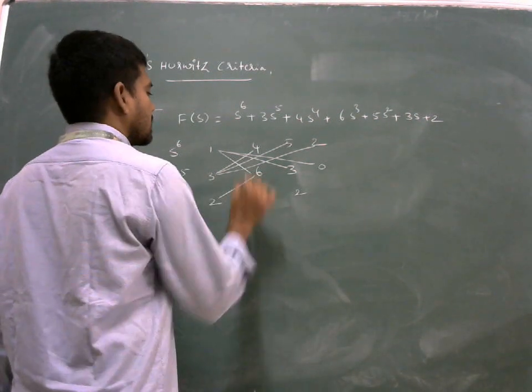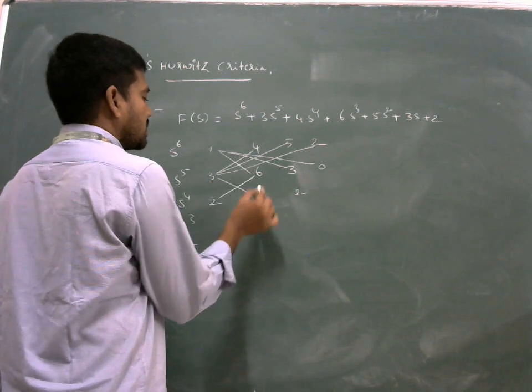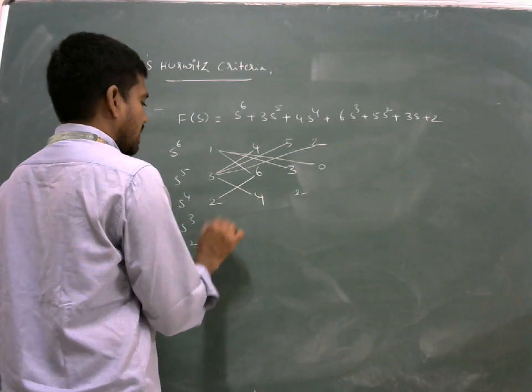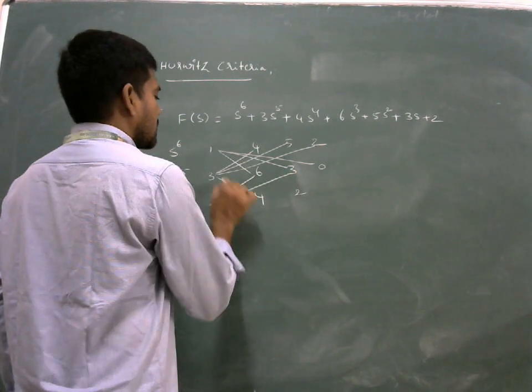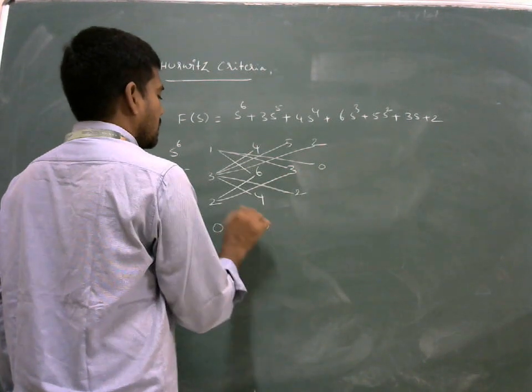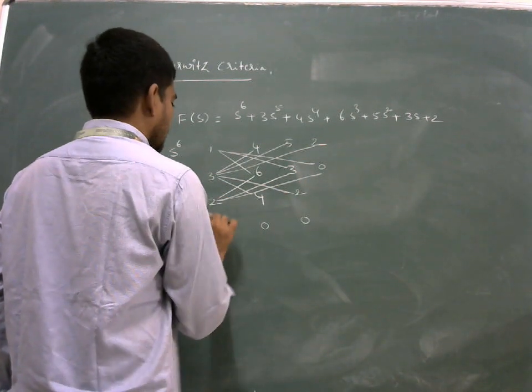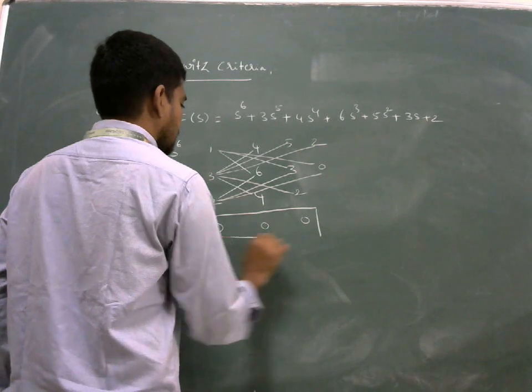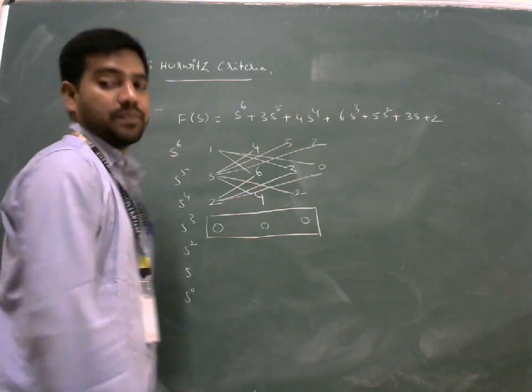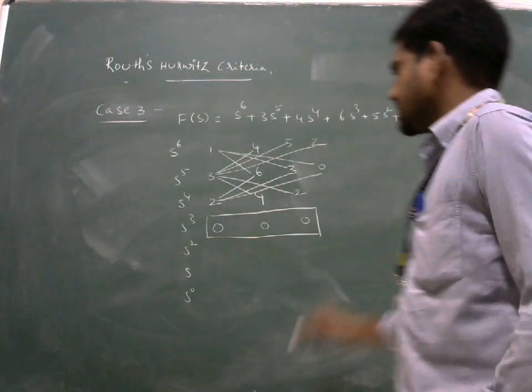Next, 2 into 6 is 12, 12 minus 12, 0 we get. 2 into 3 is 6, 6 minus 6, 0. And again 2 into 0, 0. Also it is getting like this. This is case 3. This case we call case 3.